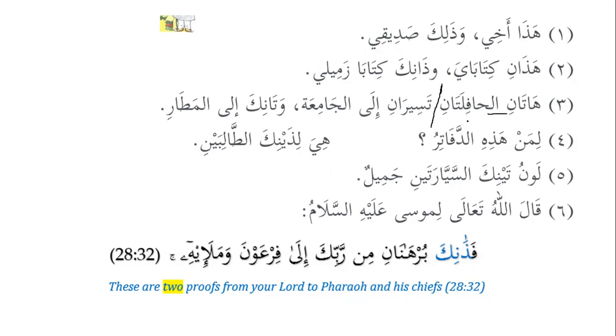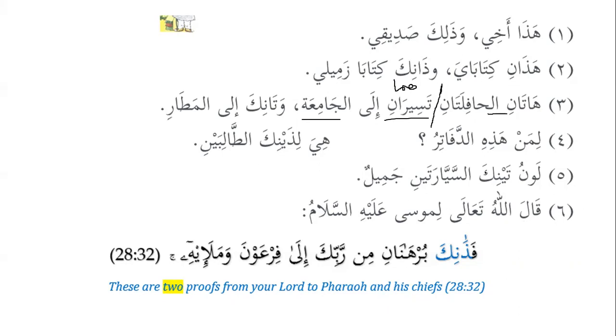So hatani al-hafilatani is mubtada, and then the khabar is tasirani, and this khabar is basically a verbal sentence, and basically the pronoun that we have inside it is huma. So this is the khabar, tasirani ila al-jamiati, these two buses go to the university, watanika ila al-matari, and those two to the airport.